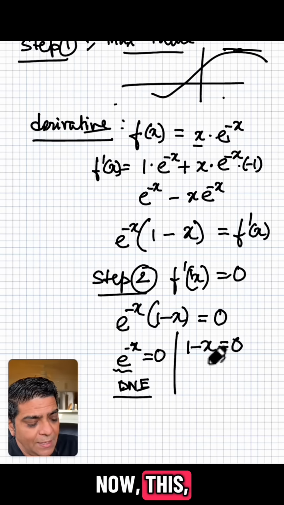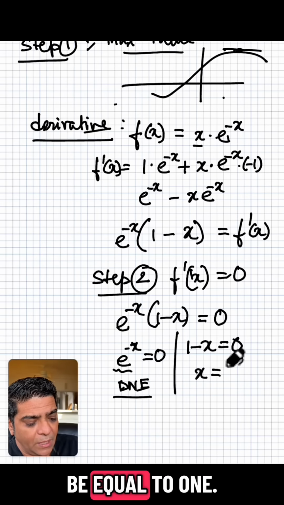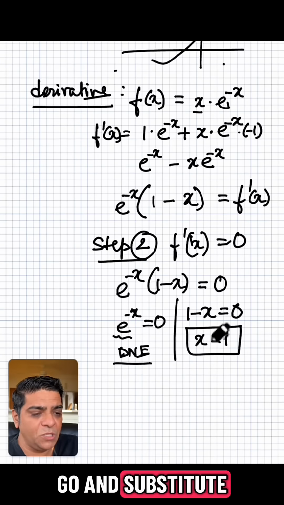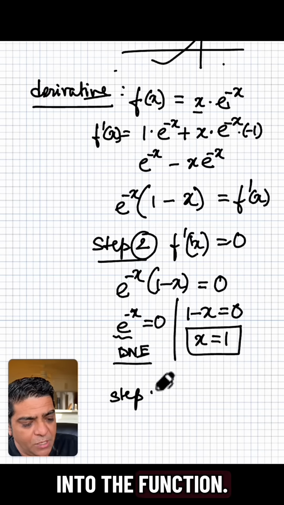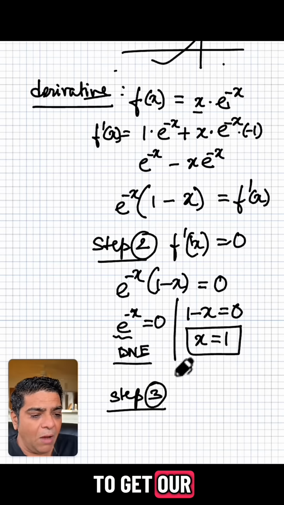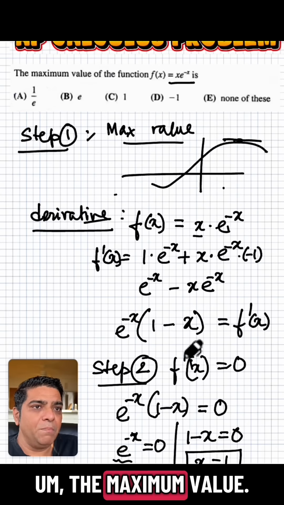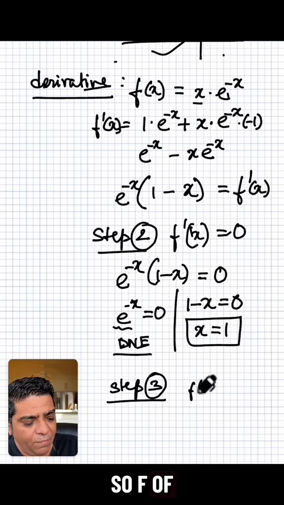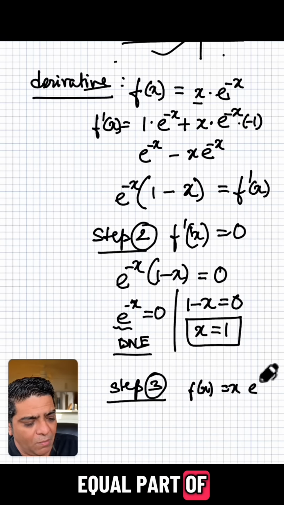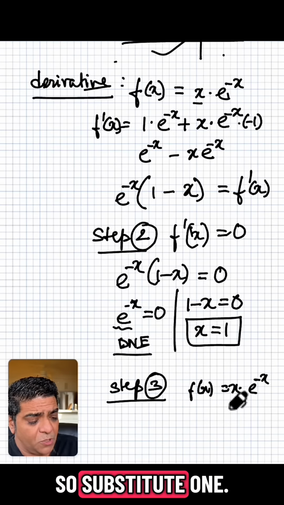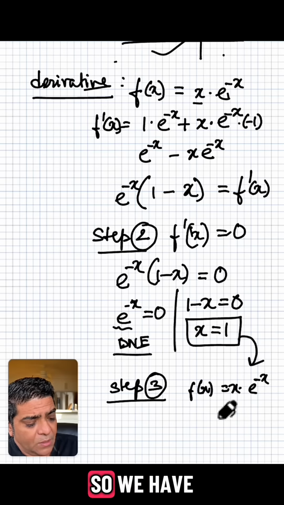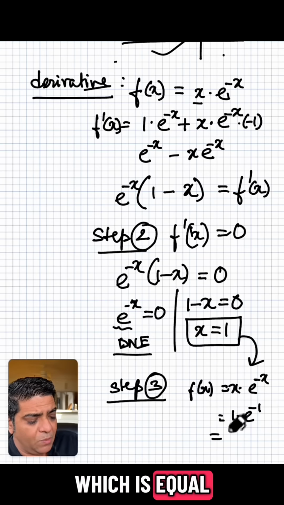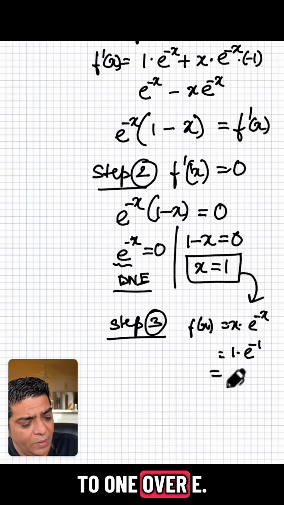Now for this one, of course, x is going to be equal to 1. So that's the value we are interested in. We're going to substitute into the original function to get the maximum value. So f of x is x e to the power of negative x. Substitute 1, so we have 1 times e to the power of negative 1, which is equal to 1 over e.